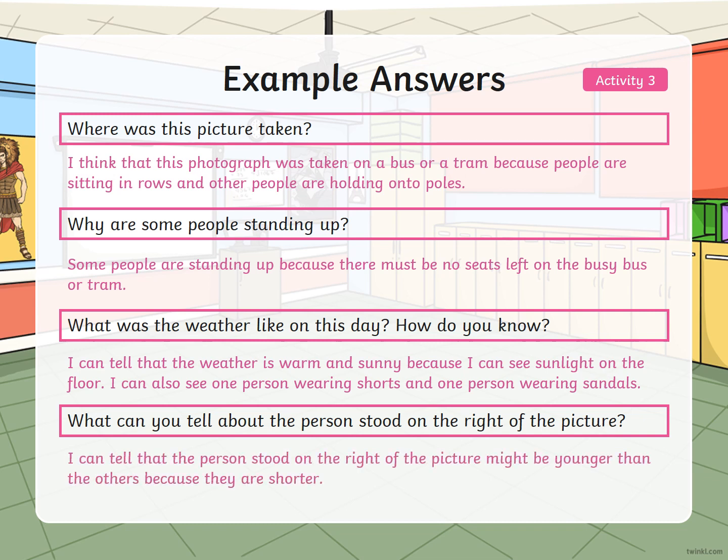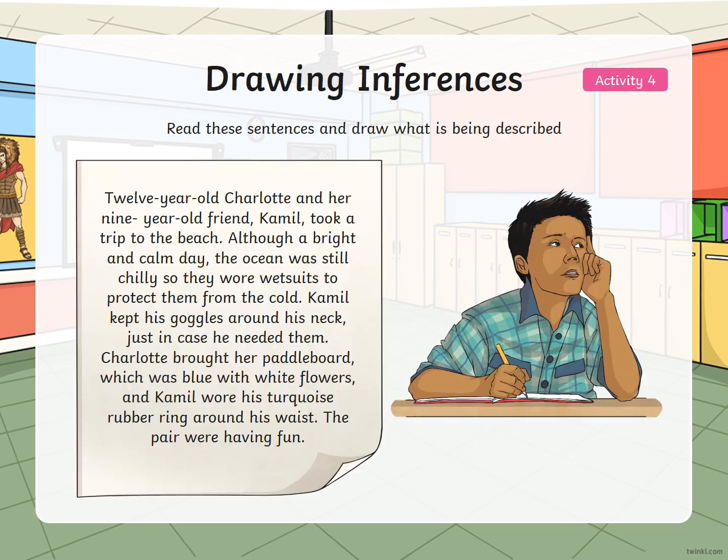The last one, I can tell that the person on the right in the picture might be younger than the others because they look shorter. Okay, so that's how I've done my answers. You can see if you got anything similar.